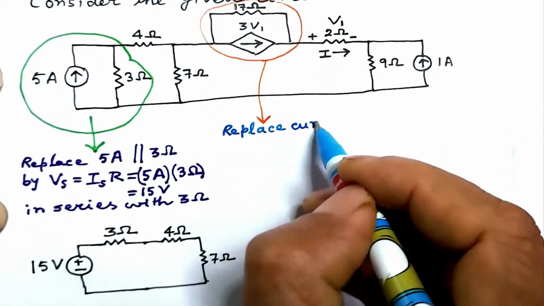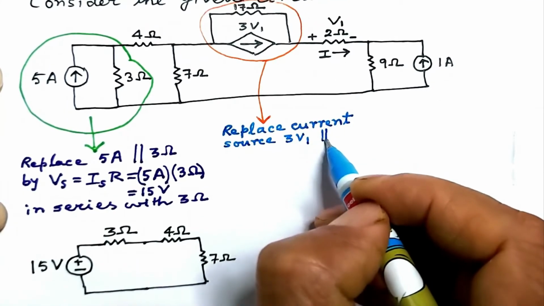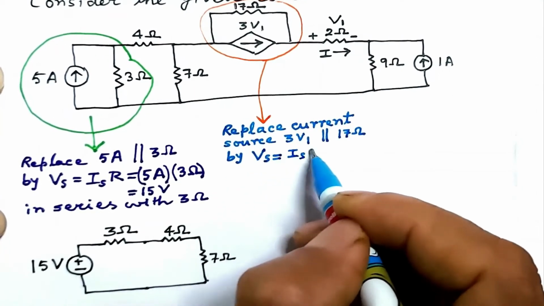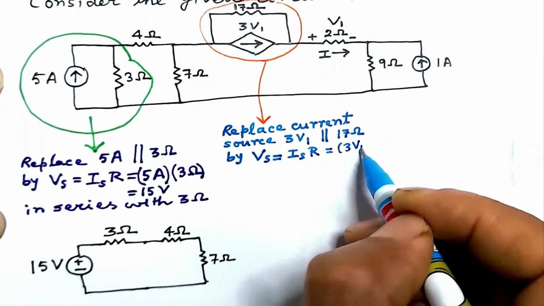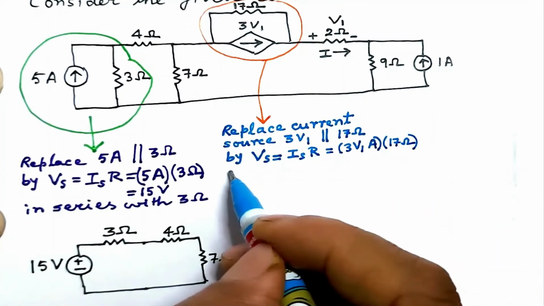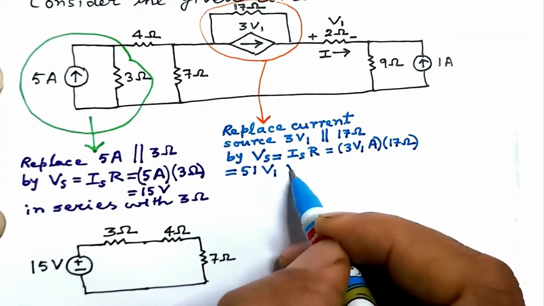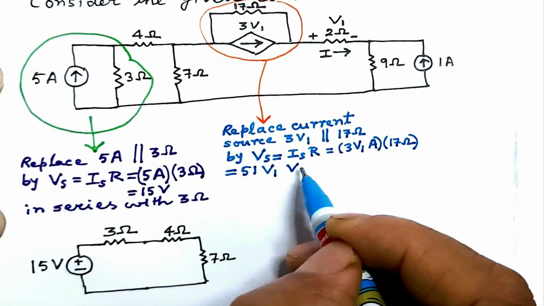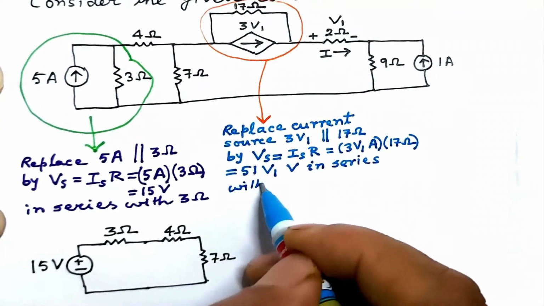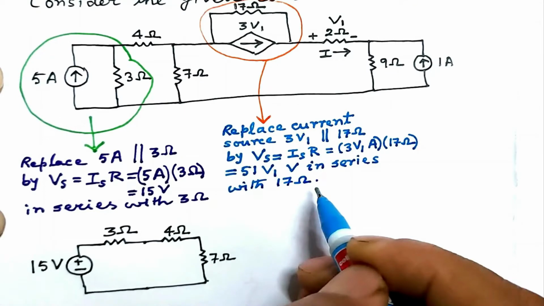We would replace the current source 3V1 parallel to 17 ohm resistance by a voltage source Vs equal to Is into R. Now Is here is 3V1 ampere and R is 17 ohm. So we get Vs to be 51 V1 volt, which is a voltage dependent voltage source. Earlier we had a voltage dependent current source, and for equivalence it has to be in series with the 17 ohm resistance. Let us show this portion we mentioned.